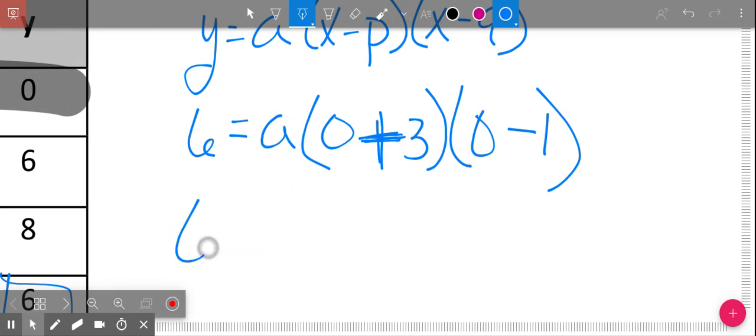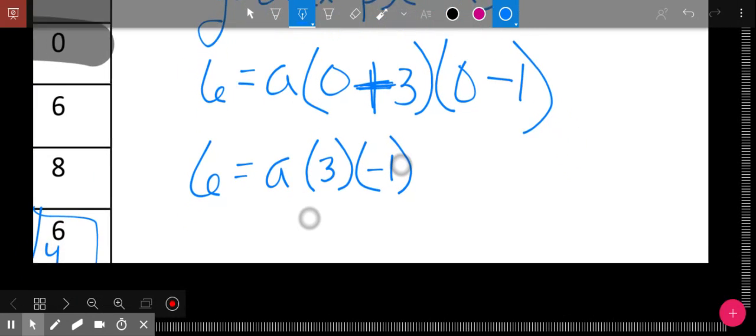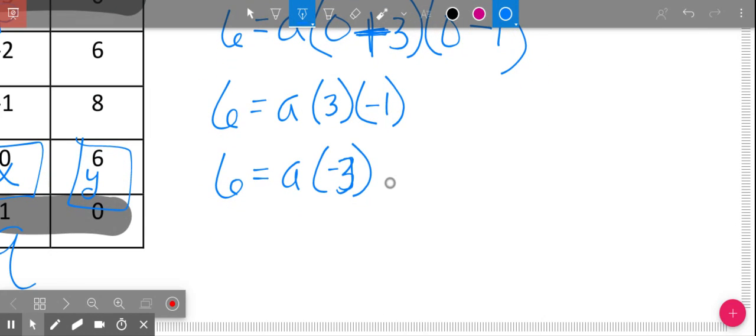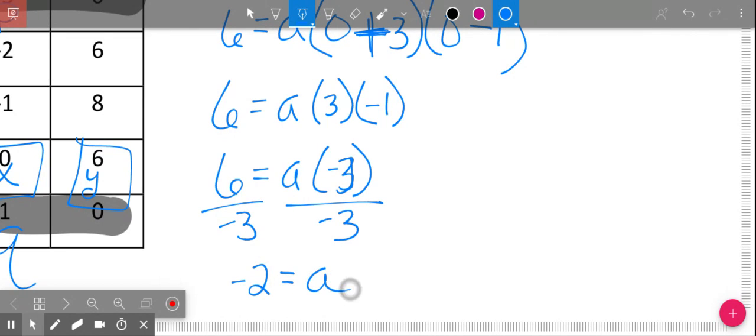Okay, so 6 is going to be equal to a. 0 plus 3 gives me 3. 0 minus 1 gives me negative 1. Now I have to multiply those together. So I'll have 6 is equal to a, 3 times negative 1 gives me negative 3. And then the very last step, I have to divide out that negative 3. 6 divided by negative 3 gives me negative 2 is equal to a.